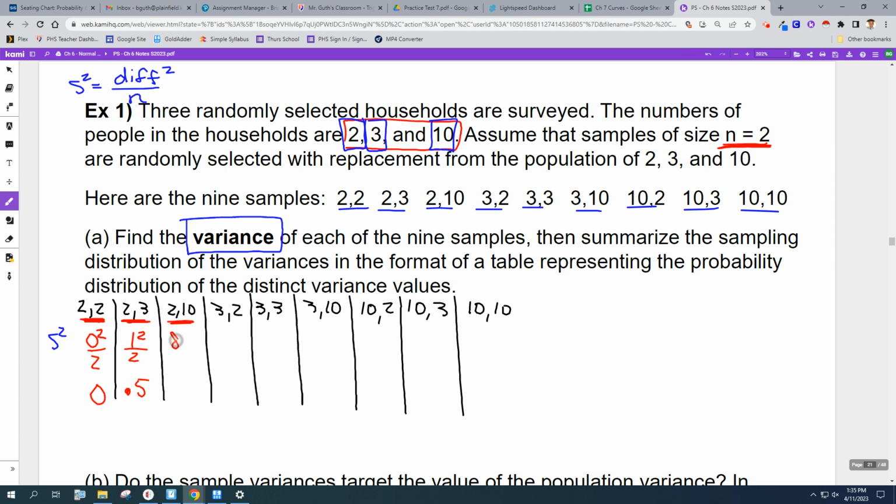Difference of these two numbers is 8. You square that and divide by 2. 64 divided by 2 is 32. 3 and 2, we've already done that one. Difference is 1. You square it, divided by 2, that's going to be 0.5. 3 and 3, well, that difference is 0. Subtract them, you get 0. Squared over 2, that's 0. Next one, subtract them, you get 7 squared over 2. That's 49 over 2, which is 24.5.